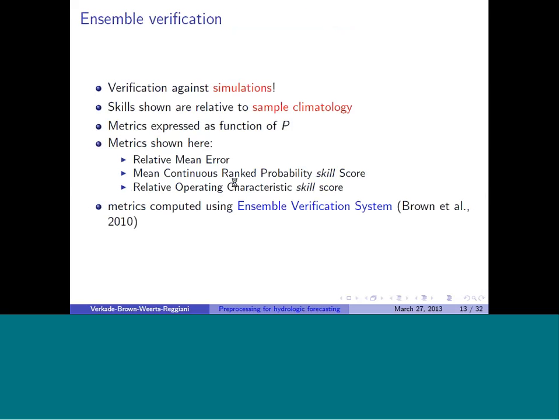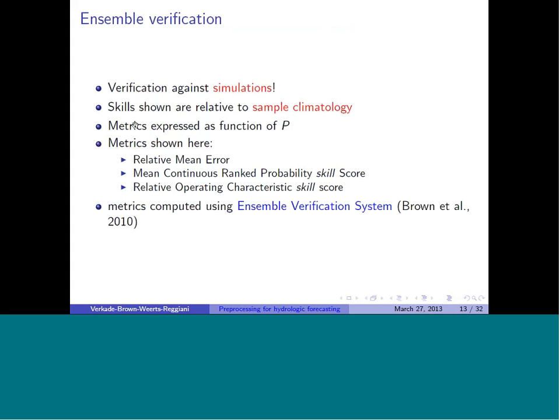We verified all of the ensembles in terms of, it says here, verification against simulations. That's only true for the streamflows, obviously. Temperature and precipitation is verified against observations. I'm going to show you a couple of metrics. Some of these are scale scores. The scale scores shown are relative to sample climatology. Okay, that's important to keep in mind.